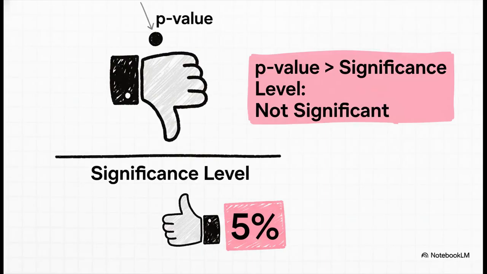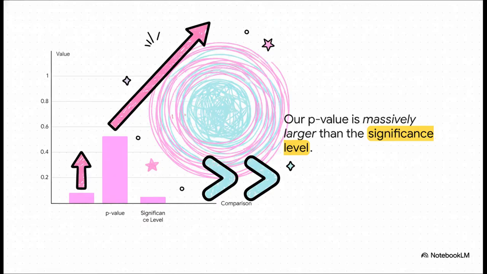The rule for figuring this out is super simple. We take our p-value and compare it to a preset threshold called the significance level. It's almost always set at 0.05, or 5%. Think of it like a limbo bar. If our p-value is low enough to get under that bar, our result is significant. If it's too high, it's not. And when we put our numbers side by side, it's not even close, is it?